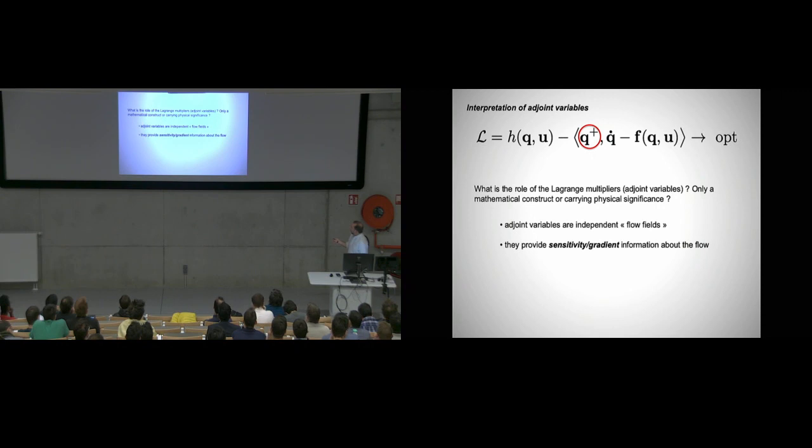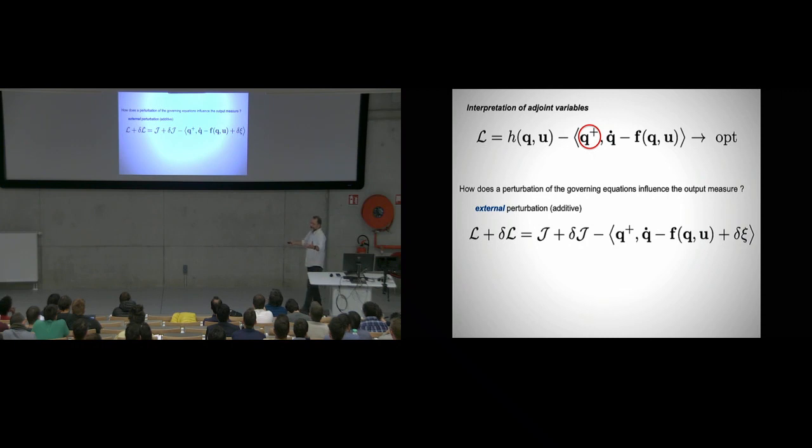Now, the Lagrange, the adjoint variables, all the variables that are needed in here are independent flow fields. They have their own evolution equation. And that evolution equation looks a little bit like the Navier-Stokes equations, although not quite. And what they do is they provide sensitivity and gradient information, because that output from the adjoint variable went straight, not quite straight, but multiplied into our gradient expression at the end. So they must have something to do with a gradient, with sensitivities. Okay, so let me bring that home a little bit more.